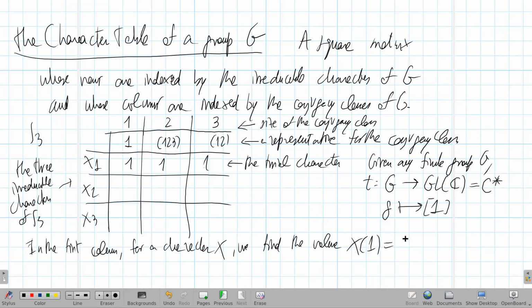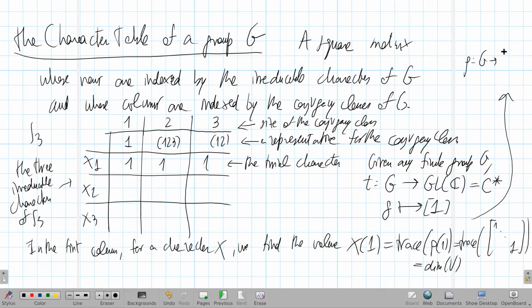The value chi1, what's this? Well, if I write rho for the corresponding representation, this is the trace of rho of 1. This is an argument I've already seen. So this is the trace of what? Of the identity matrix, because of course rho being a morphism sends 1 in the group to the identity matrix. And so this is the dimension of V, where rho goes from G to GL(V). This is called the degree of the representation or of the character. It's a dimension, but also in field theory, we find degree being used for representations. The degree of rho or chi, the dimension.